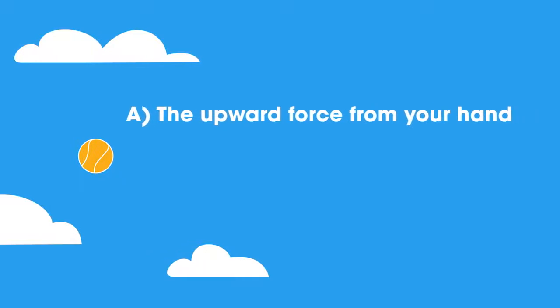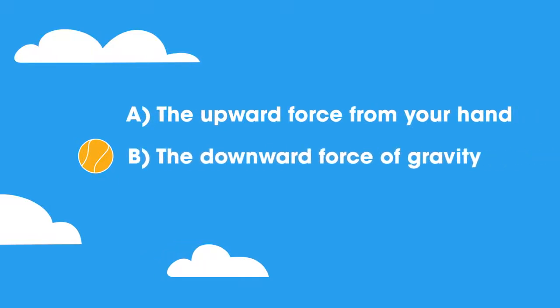You have just thrown a ball and it's travelling upwards. Neglecting air resistance, what force or forces are acting on the ball? A. The upward force from your hand. B. The downward force of gravity. Or C. Both of these.